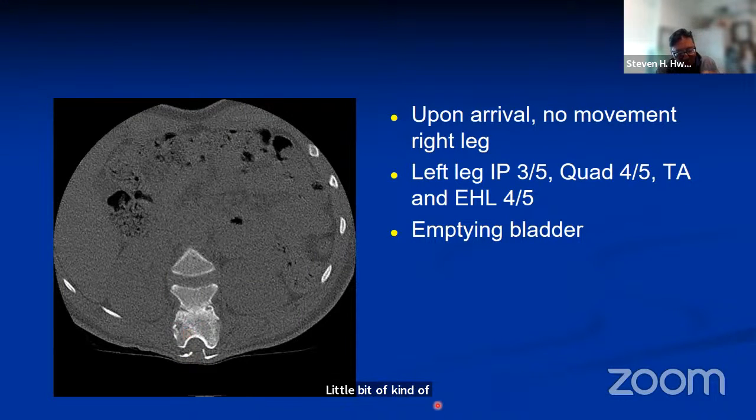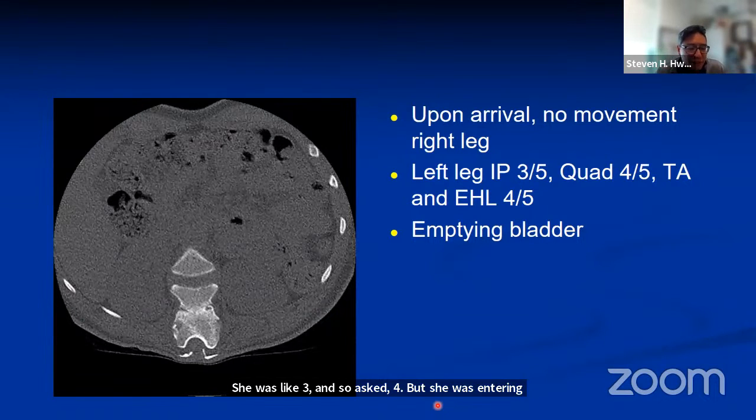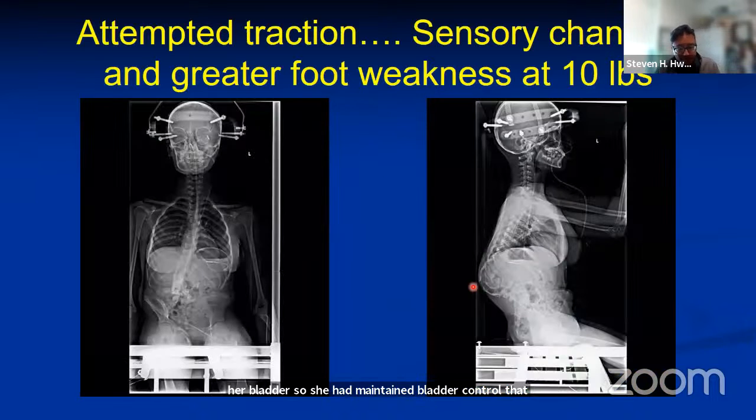By the time she got to us, which was a little bit longer, she was not moving the right leg at all voluntarily, and the left side was getting a little bit weak. She was a 3 in the right leg, quads were about 4, but she was emptying her bladder, so she had maintained bladder control at that time. So we put her in traction for a little bit.